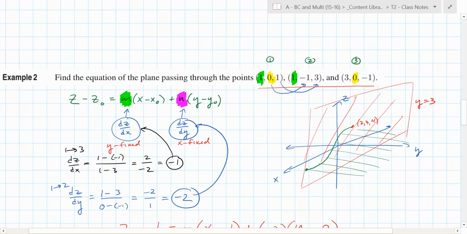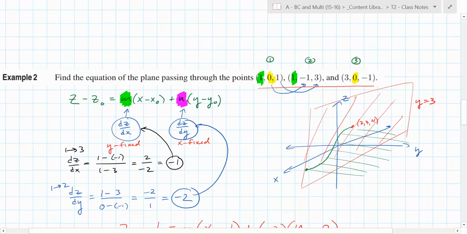Well, you have a point. You have that equation, which is z minus z naught equals m times x minus x naught plus n times y minus y naught. So you have a point, x naught, y naught, z naught; you can use any point you want. Everybody with me so far? So what's the only thing you really need to find? You need to find m and what? N. So that's dz dx and dz dy.